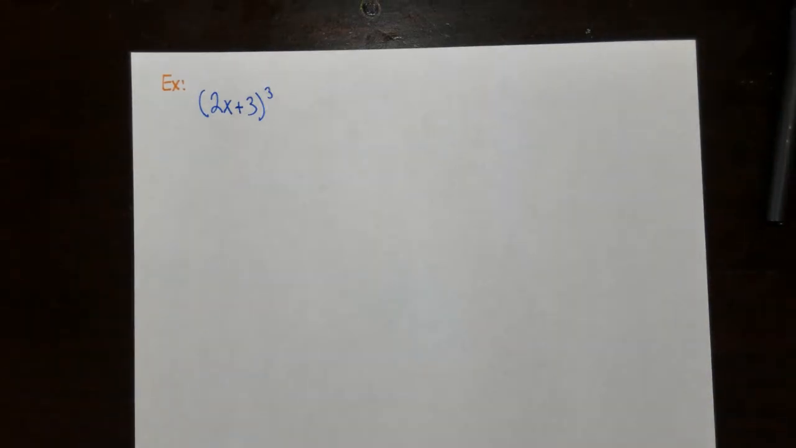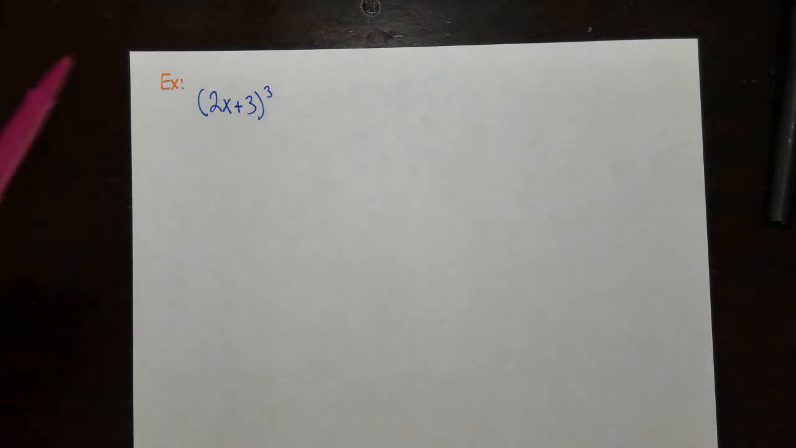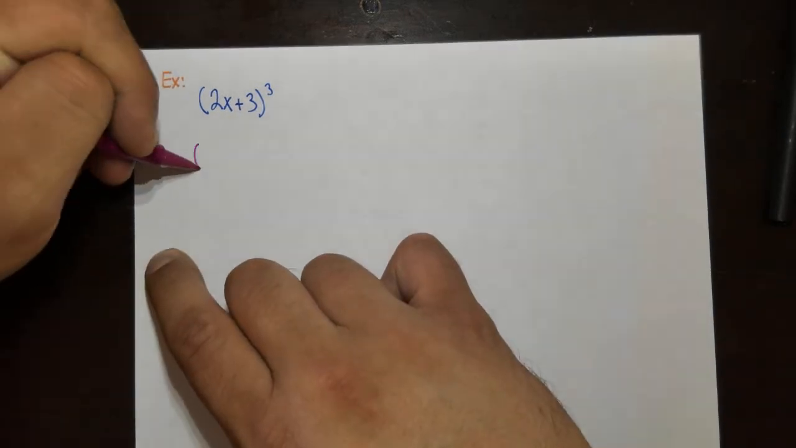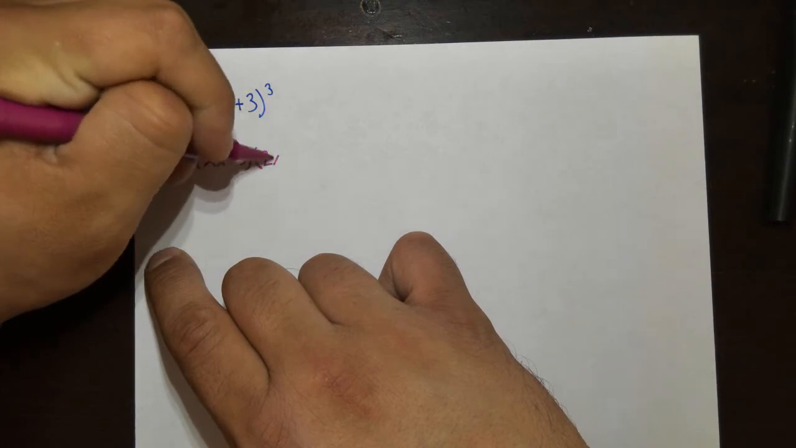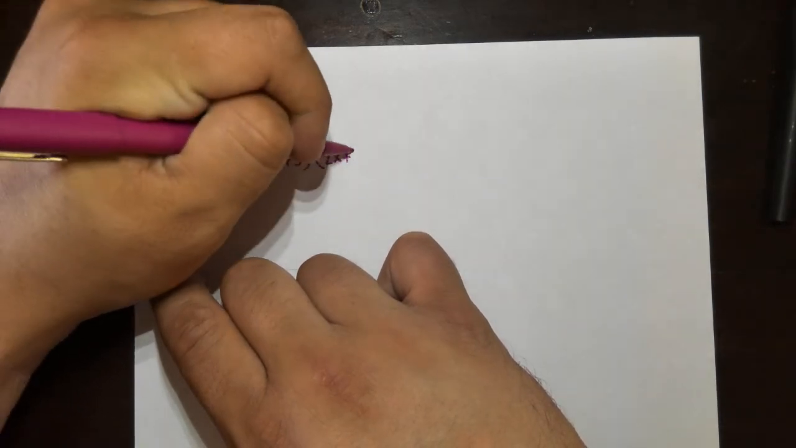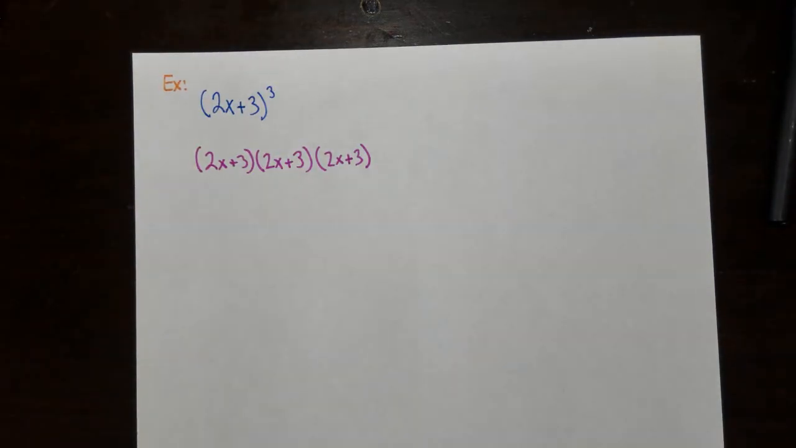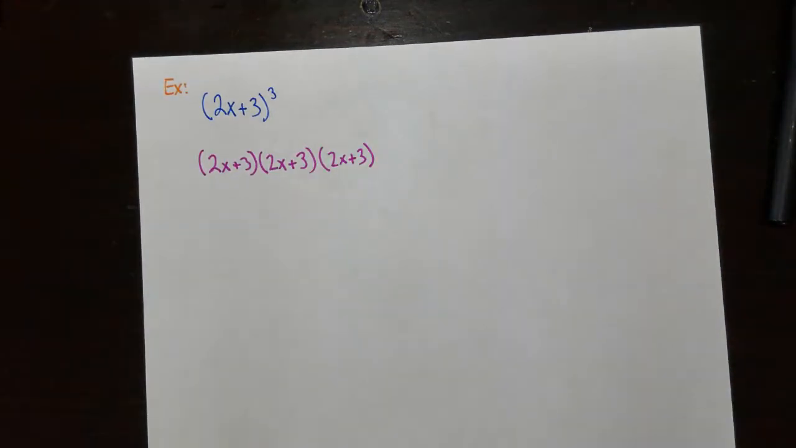Now let's say we have 2x plus 3 cubed. So again, the first thing we want to do is write them all out. So it's cubed, so there are 3 of them there. So we're going to write 2x plus 3 times 2x plus 3 times 2x plus 3. And again, we only want to multiply 2 together at one time, so we're going to start off with the left 2 of them, and just multiply those 2 together.